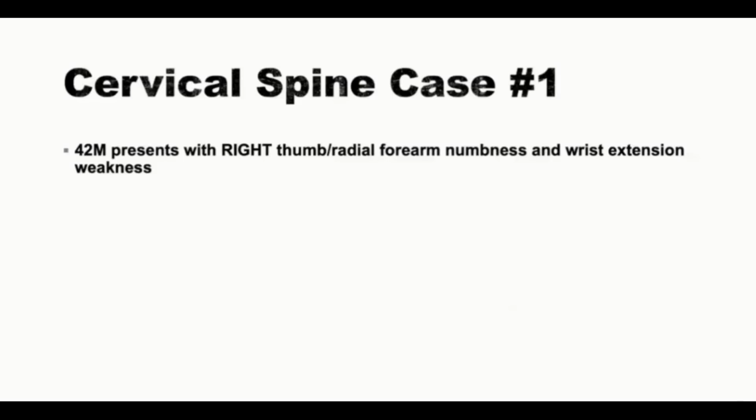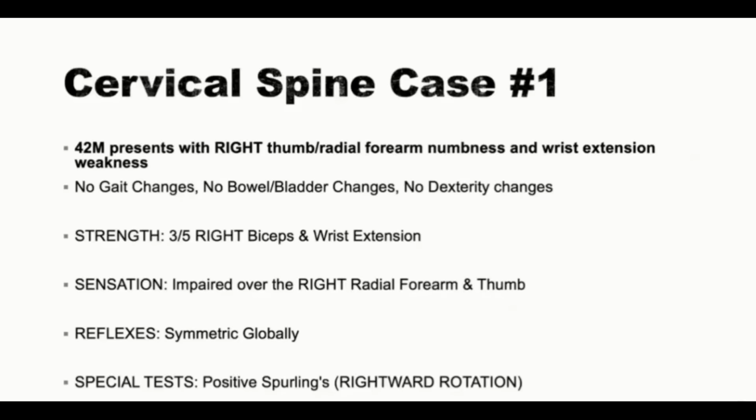So a 42-year-old male presents with right thumb and radial forearm numbness, paresthesias, if you will, and tingling sensation, and some wrist extension weakness. All right. So that's what the presentation is. That tells us a lot. So now we're going through our red flags and our hierarchy of symptoms. No gait changes, no bowel and bladder changes, no dexterity changes. Okay. So we've ruled out a lot of upper motor neuron red flags.